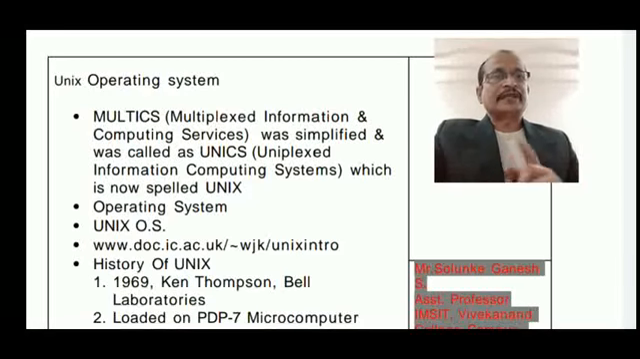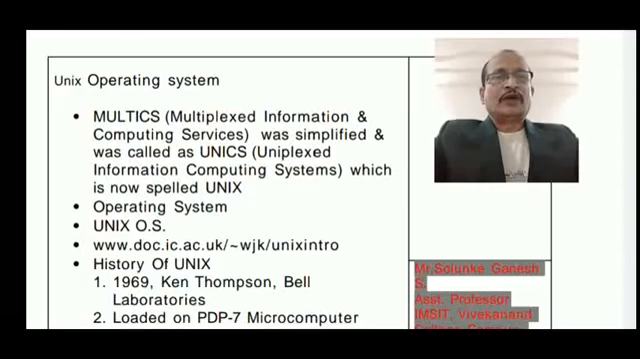Now, the second type of operating system is multi-user operating system. It means more than one user uses that system simultaneously. That is the multi-user operating system, and Unix is the first multi-user operating system.